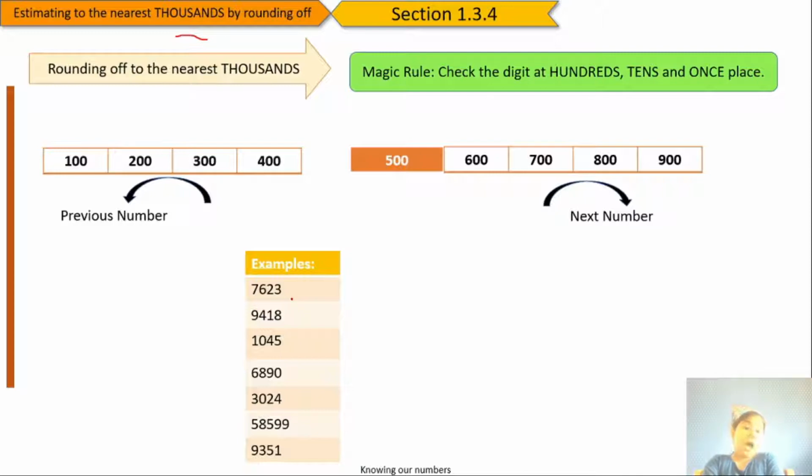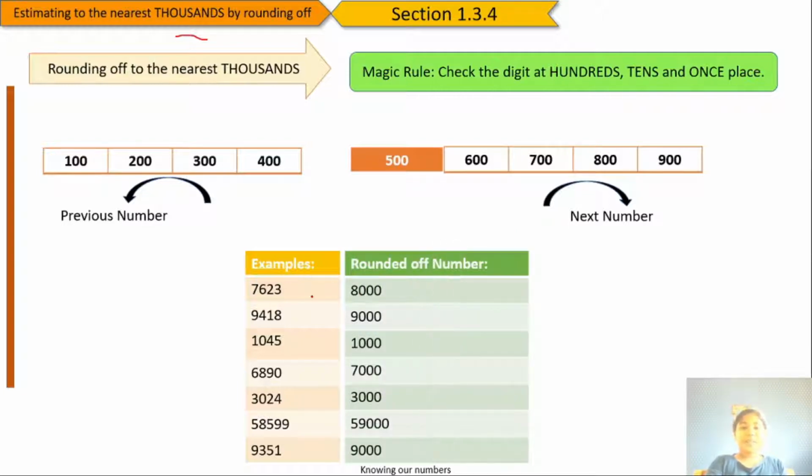Okay, so now our number is 7623. So what will this be rounded off to? Do you know that? It has two possibilities. Either it will be rounded off to 7,000 or 8,000. What do you think? You are correct. It will be rounded off to 8,000. Because the reason is, we see here any number after 600 or 600 will be promoted to its next number.